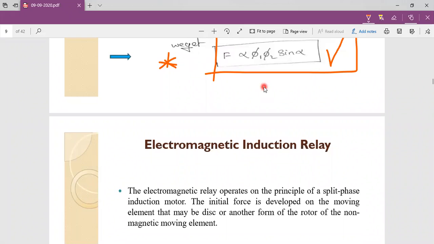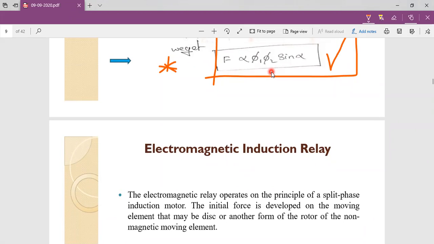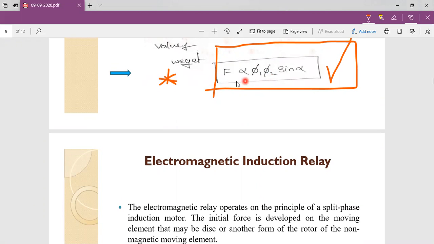So we use one source for one winding, and another for the second winding. I will explain later why we take VI sine alpha when using two sources for production of magnetic torque. Up to now, please try to remember this torque equation: torque is directly proportional to I1, I2 sine alpha, or phi 1, phi 2 sine alpha.